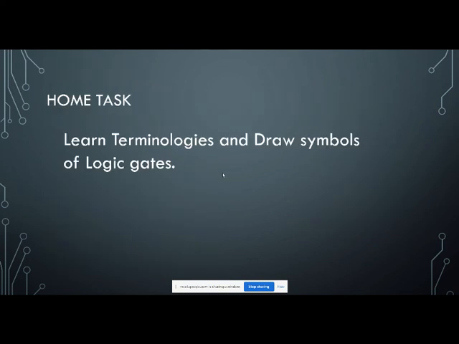Your home task is to learn the terminologies and to draw the symbols of the logic gates.